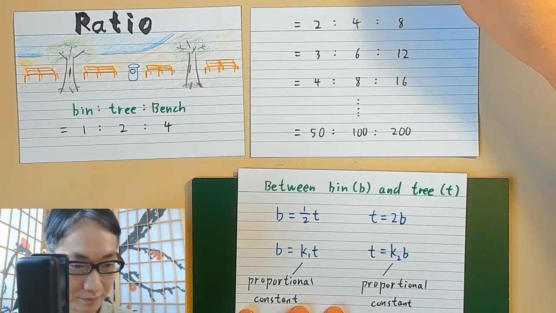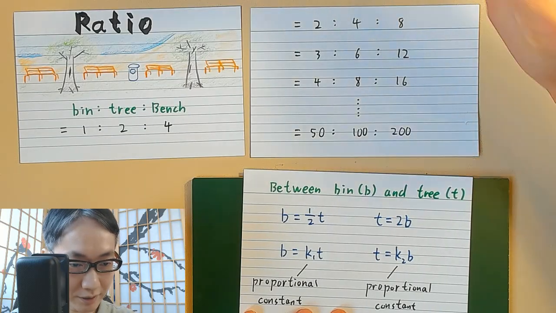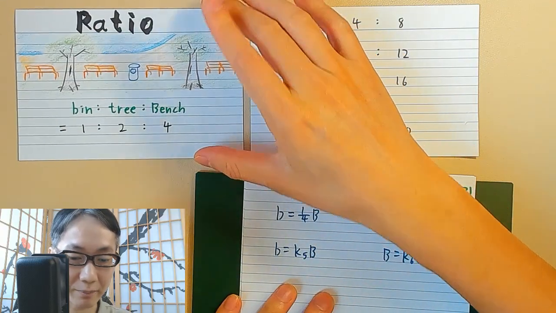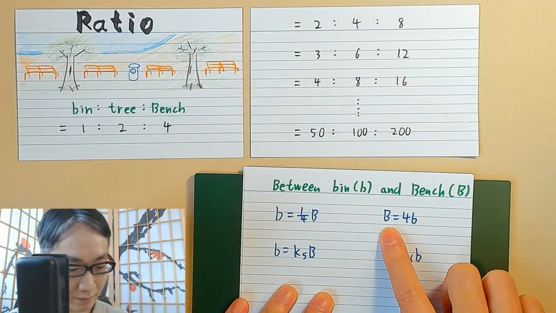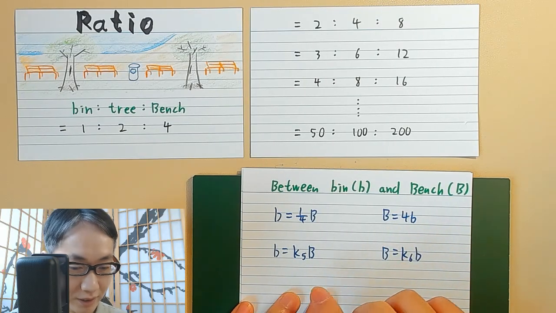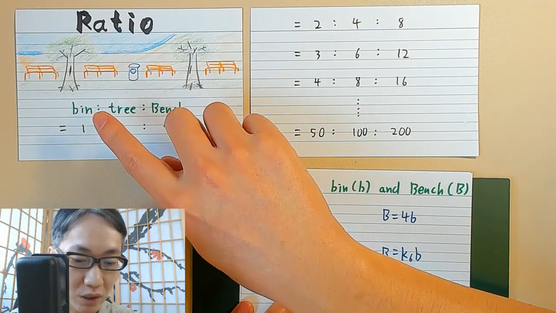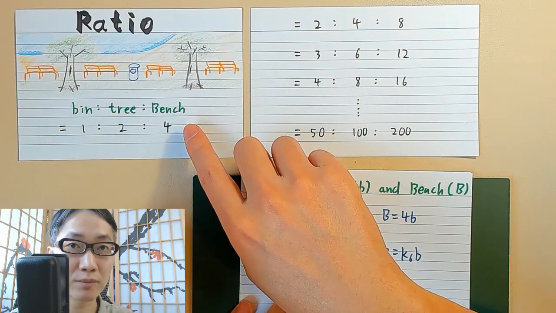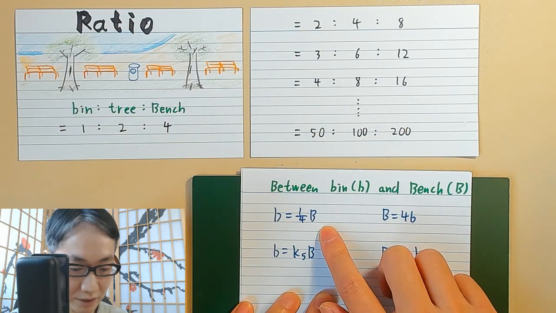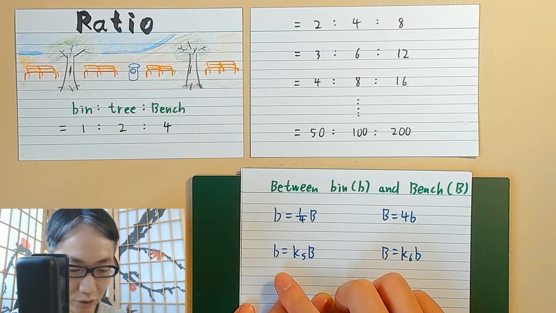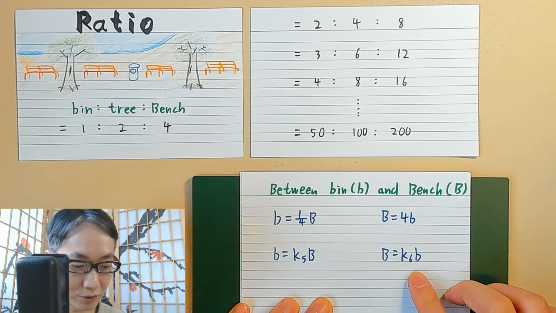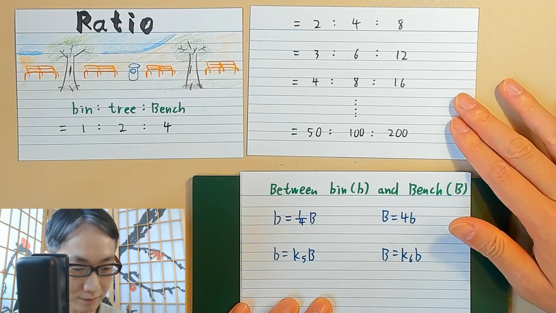Similarly, between bin and bench, you can see that bench is always 4 times bin. So bench is equal to 4 times bin. Or you can say the number of bins is always a quarter of benches. So bin is equal to 1 over 4 times bench. Okay. Or expressed with a proportional constant, k5 is 1 over 4, k6 is 4. Okay.